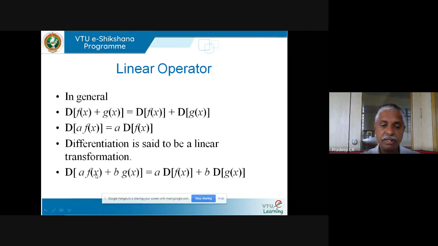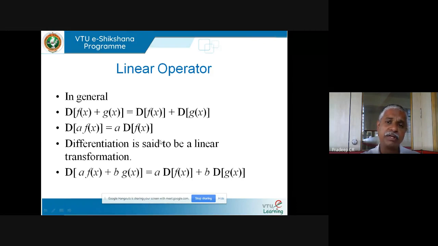What is the property? D of a times f of x plus b times g of x is a times d of f of x plus b times d of g of x. However many times I repeat it, I am not overemphasizing this. This is a very important property. D of a f of x plus b g of x is a times d of f of x plus b times d of g of x.